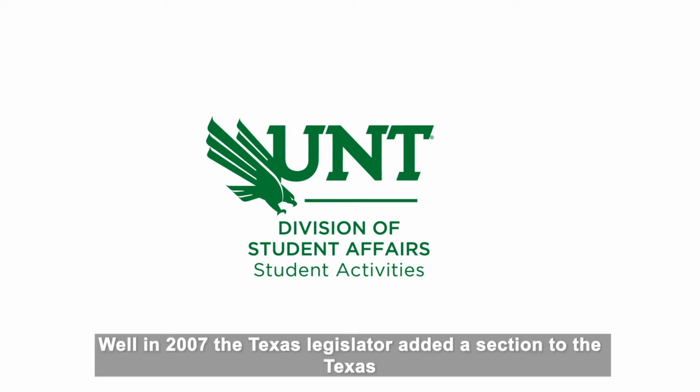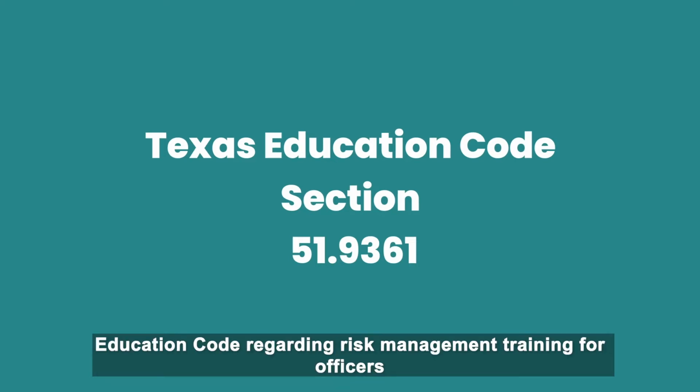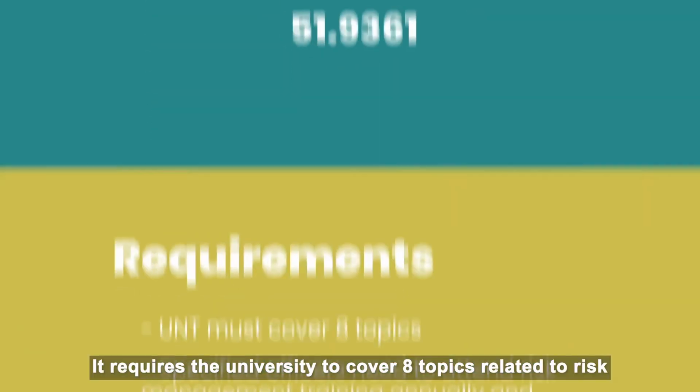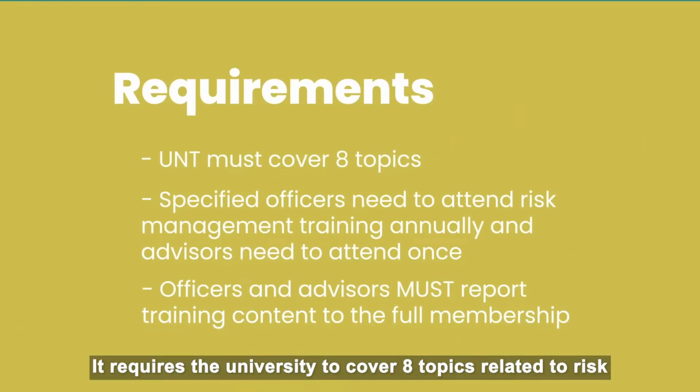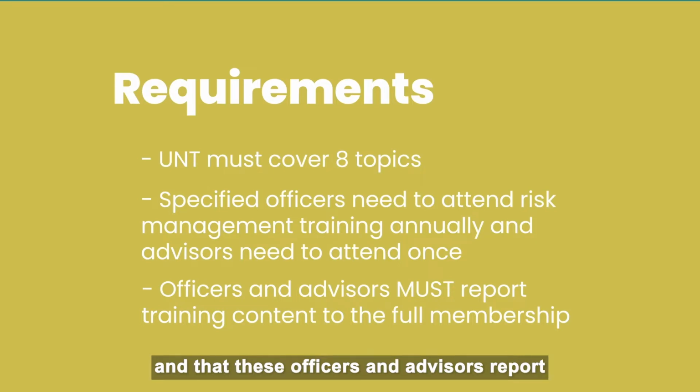Why are we here today? Well, in 2007, the Texas legislature added a section to the Texas Education Code regarding risk management training for officers and advisors of student organizations. It requires the university to cover 8 topics related to risk management, that specified organization officers attend training annually, that advisors attend training once, and that these officers and advisors report on the training's content at a meeting of the full membership of the organization.